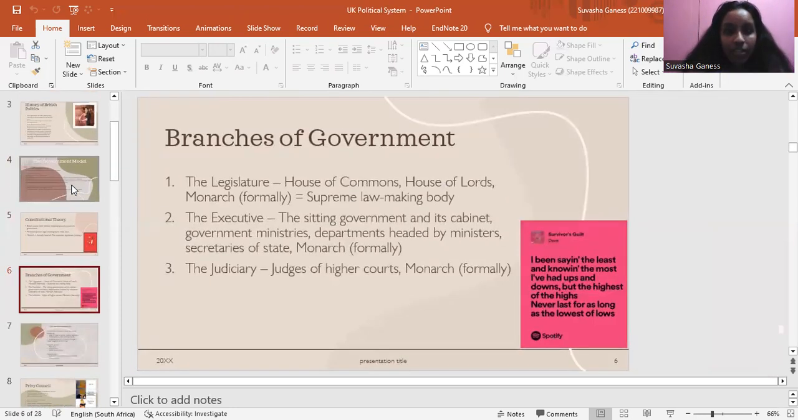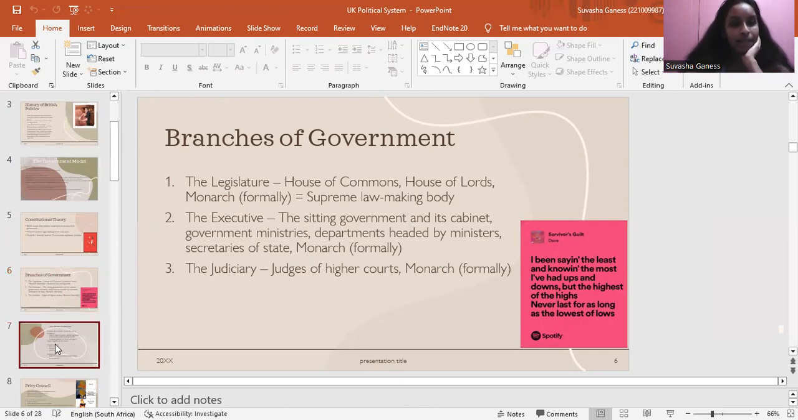Now the branches of government. It's made up of three branches: the legislature, the executive, and the judiciary. The legislature is made up of your House of Commons and your House of Lords, and the monarch controls it formally. This is your supreme lawmaking body. Then the executive is the sitting government and its cabinet, and government ministries, departments headed by ministers, secretaries of state, and the monarch, which is also formal again. Then you have your judiciary. This is judges of higher courts and the monarch formally, right? Now let's look at our next slide.